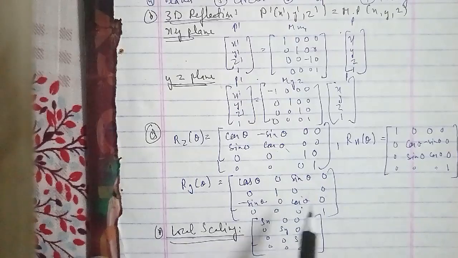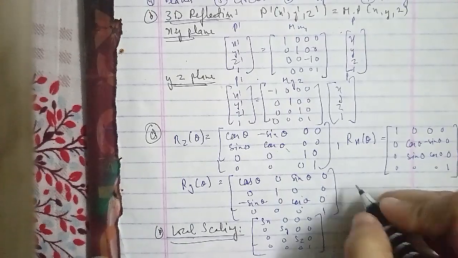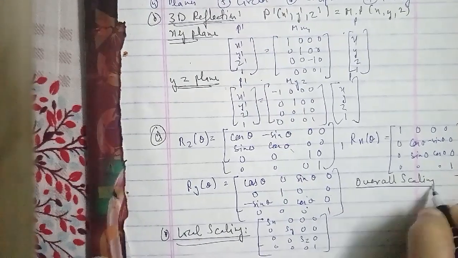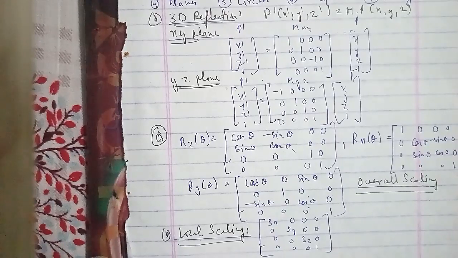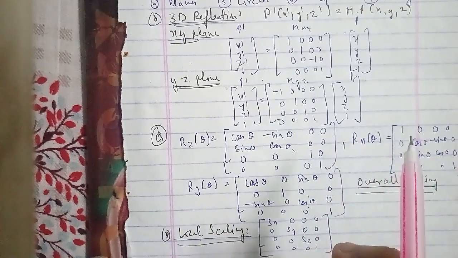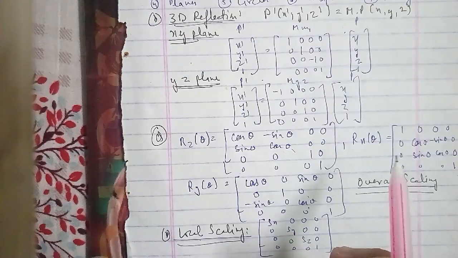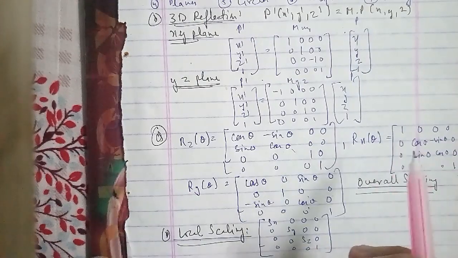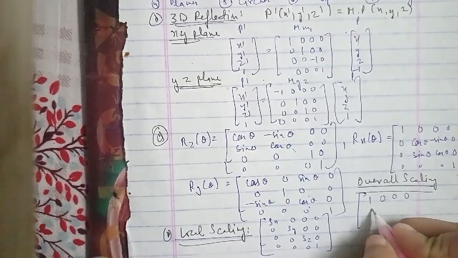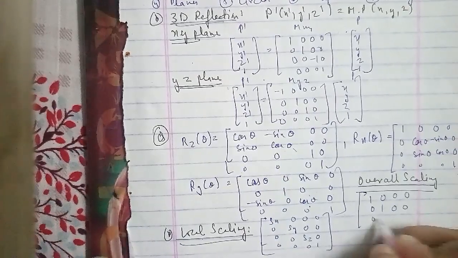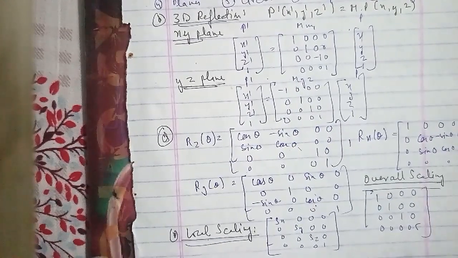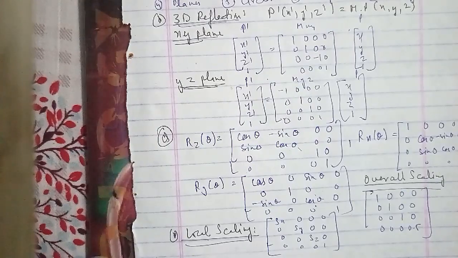The other question is, what do you mean by the term overall scaling? In overall scaling, the homogeneous factor has a value greater than 1 or less than 1, along with sx, sy, sz equal to 1, and the rest of the matrix elements are 0. The overall scaling matrix is 1 0 0 0, 0 1 0 0, 0 0 1 0, and 0 0 0 0.5.